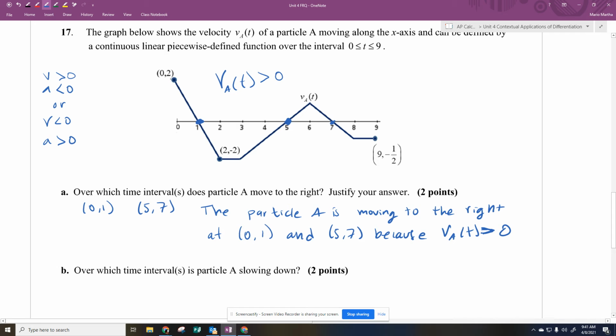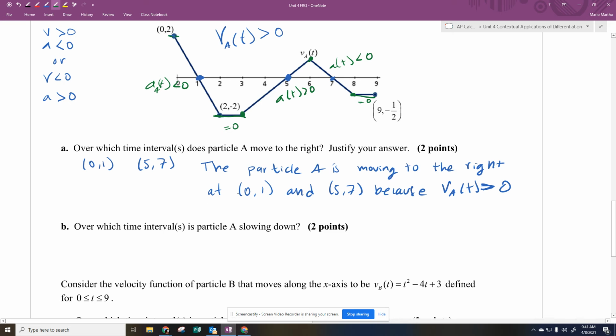So here between 0 and 2, if you guys notice, acceleration is negative. So I can say a of t is less than 0. Here it's equal to 0. And between 3 and 6 it is greater than 0, right? And then between 6 and 8 it is less than 0. So a of t is less than 0. And then here again, it's equal to 0. So let's look at that.